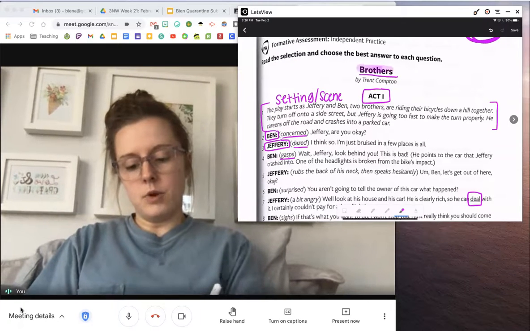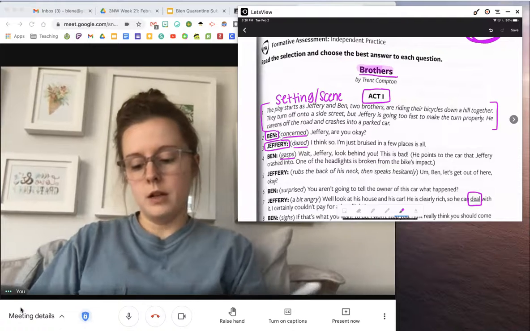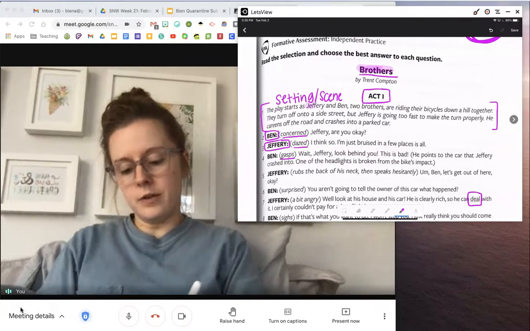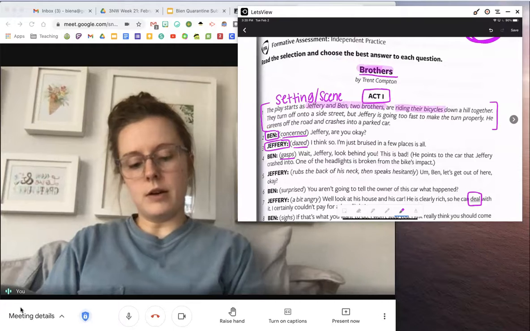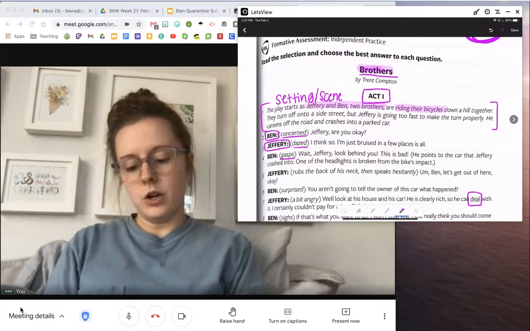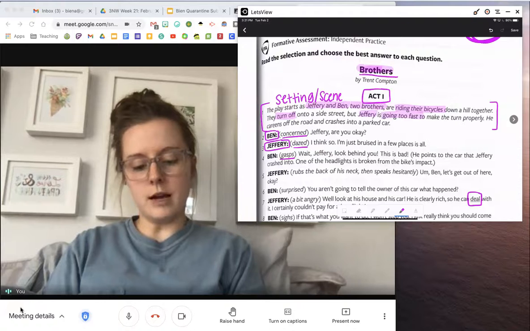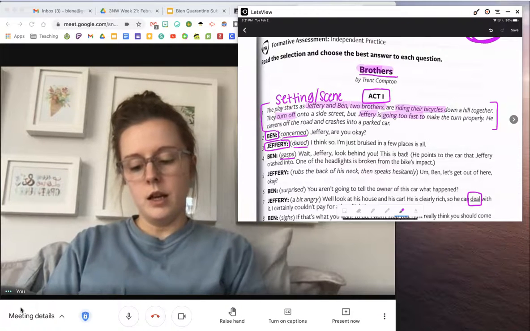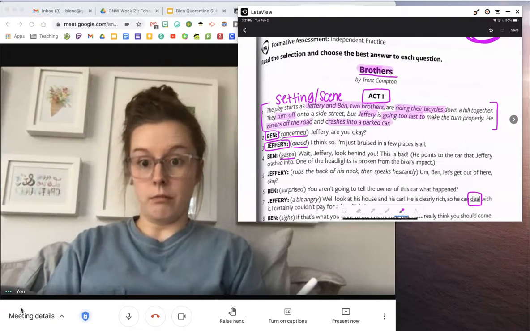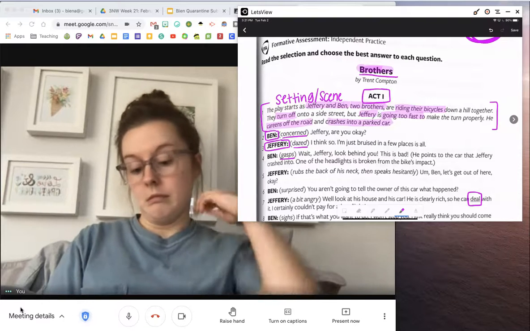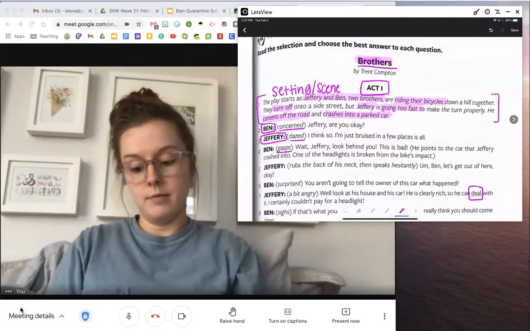This is Brothers by Trent Compton, Act 1. The play starts as Jeffrey and Ben, two brothers, are riding their bicycles down a hill together. They turn off onto a side street, but Jeffrey is going too fast to make the turn properly. He careens off the road and crashes into a parked car.